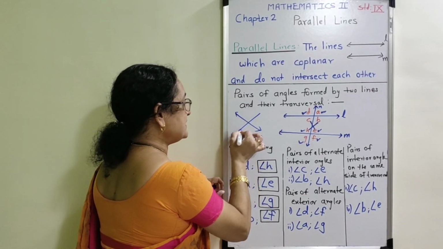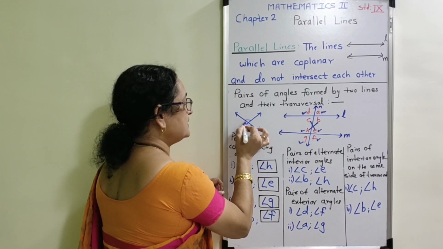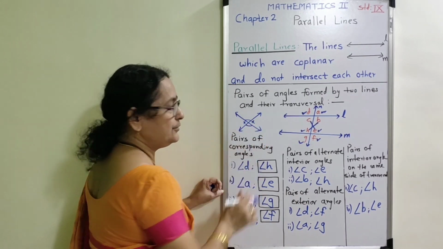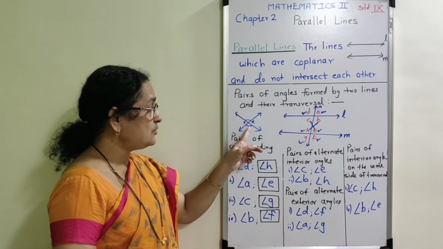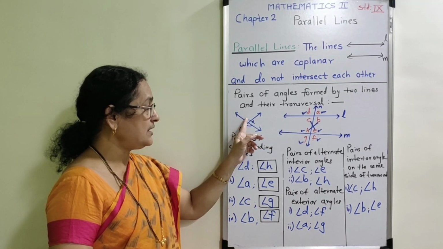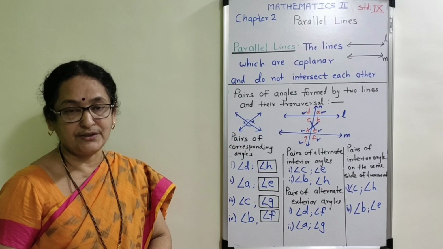When two lines intersect each other, the opposite angles are always congruent to each other. Please remember this property. When two lines intersect each other, the opposite angles are always congruent to each other.